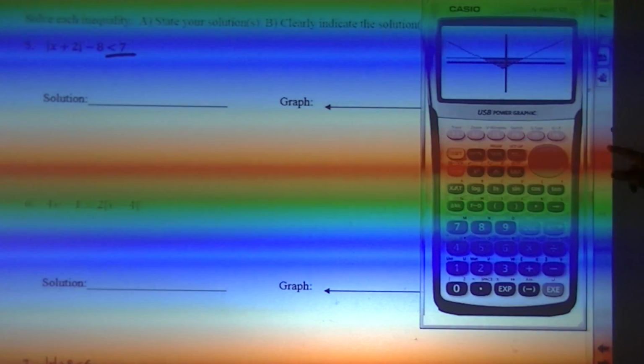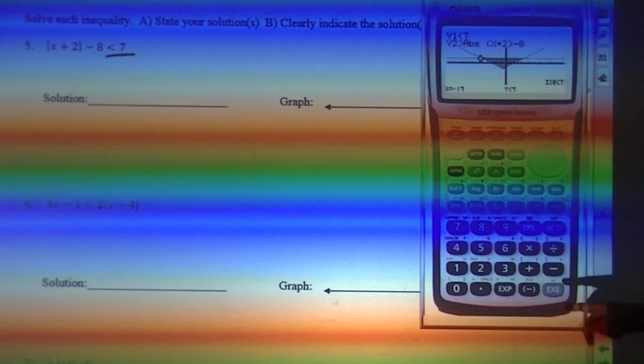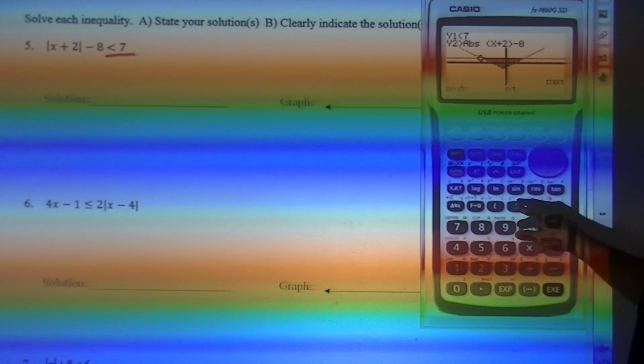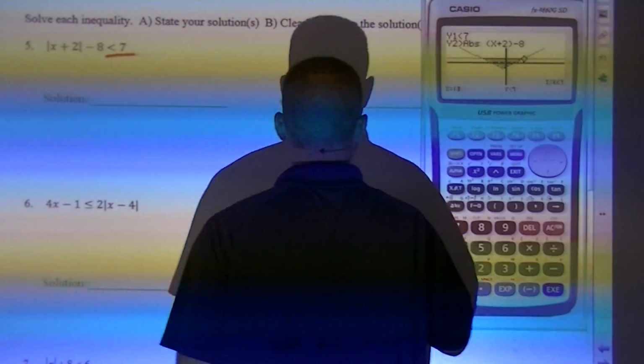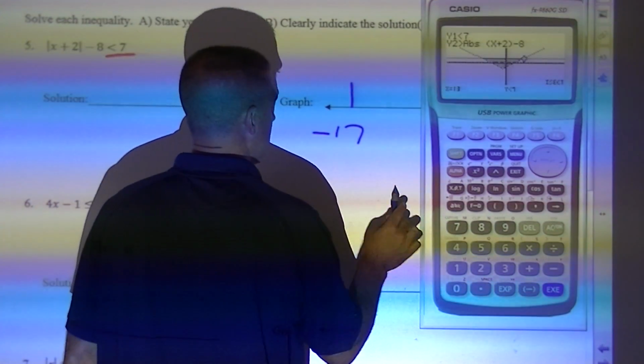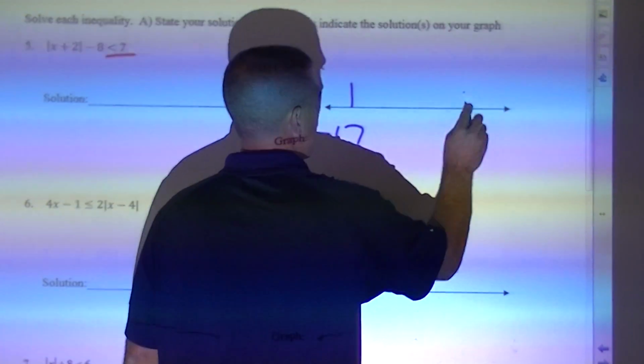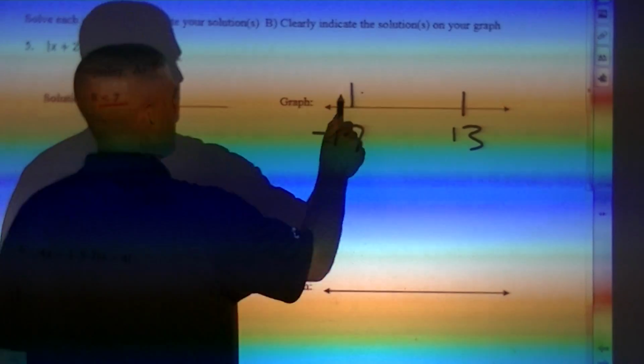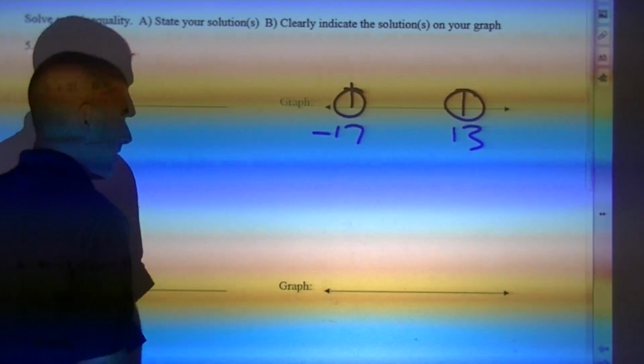Now, I'm going to do G-solve, intersect. That point is going to be -17, and the other one is going to be 13. Since there's no line underneath it, it's going to be an open circle.